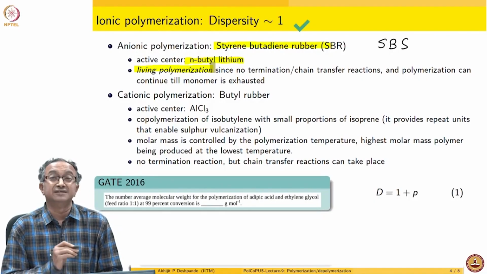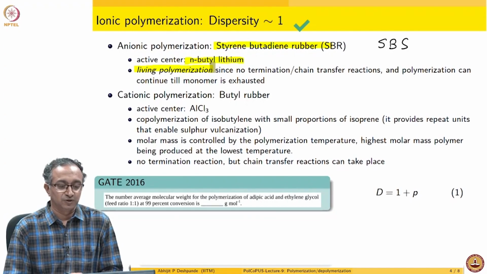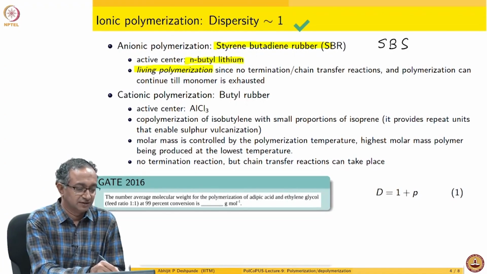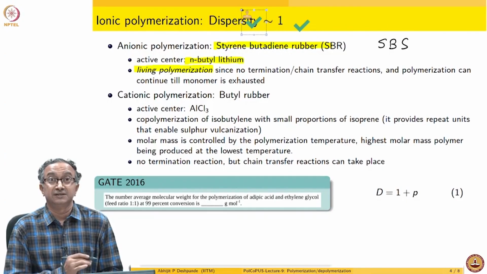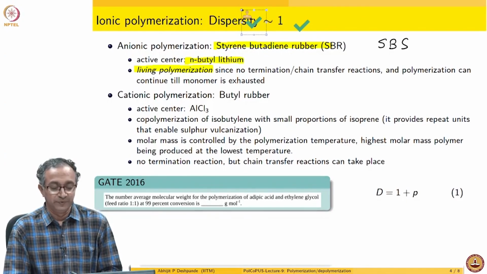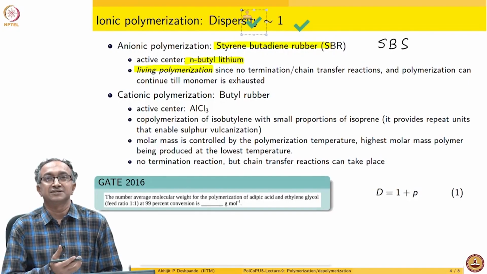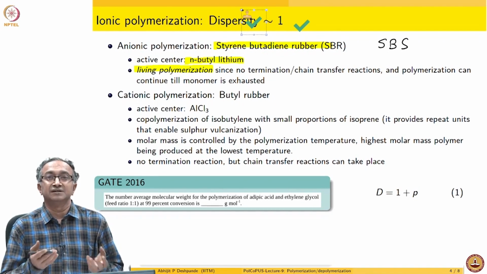And in fact, that's the reason why control on molecular weight is so common and dispersity is obtained to be low. What happens in this case is monomer comes and attaches to the active center, and the active center will live as long as monomer is alive. The reaction stops in the end.